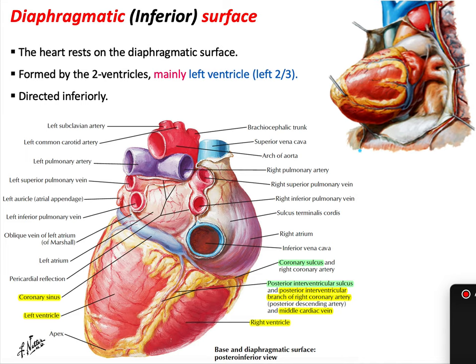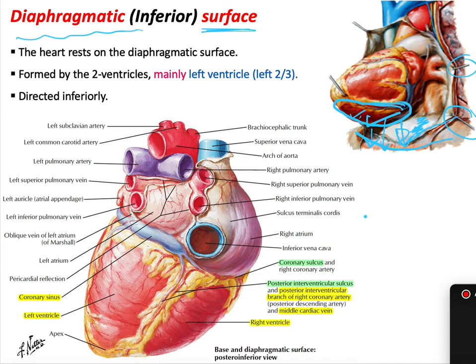Okay, we have a diaphragmatic surface. This is the diaphragm. You see, it's pulled back and inferiorly. Of course, this is fibrous. This is the pericardium, the fibrous sac, and this is the diaphragm. This surface of the heart that's located against the diaphragm is known as the diaphragmatic surface, and you have to know that the heart sits on its diaphragmatic surface.